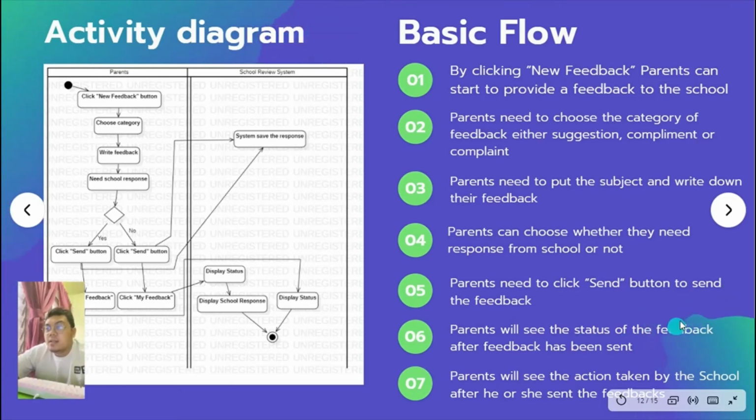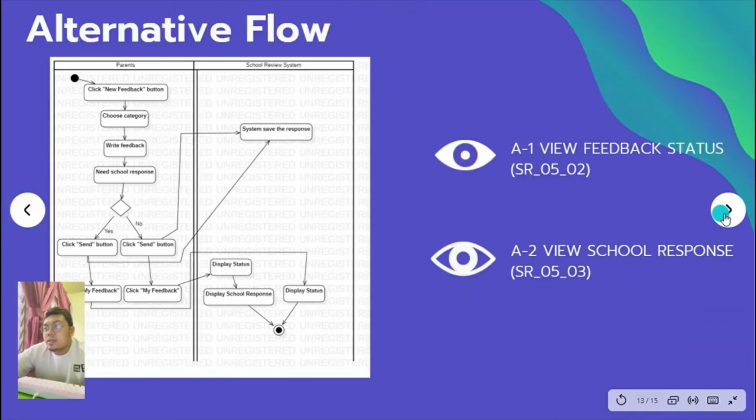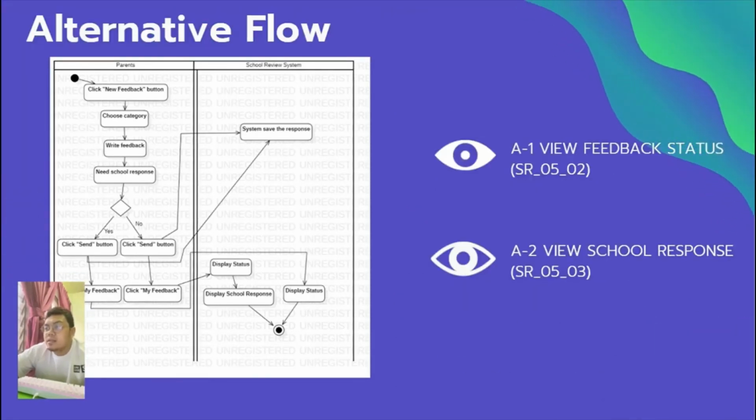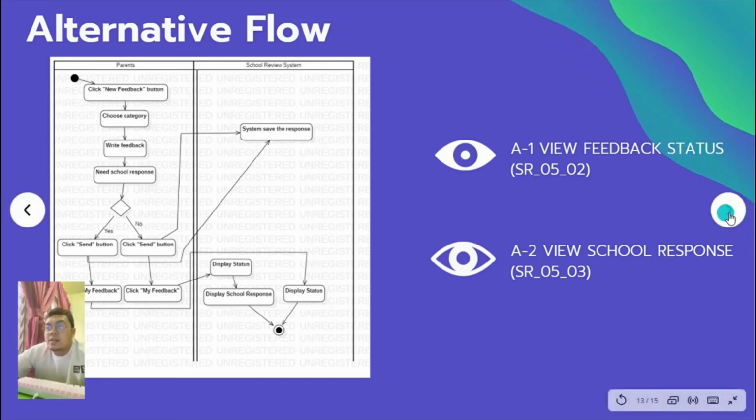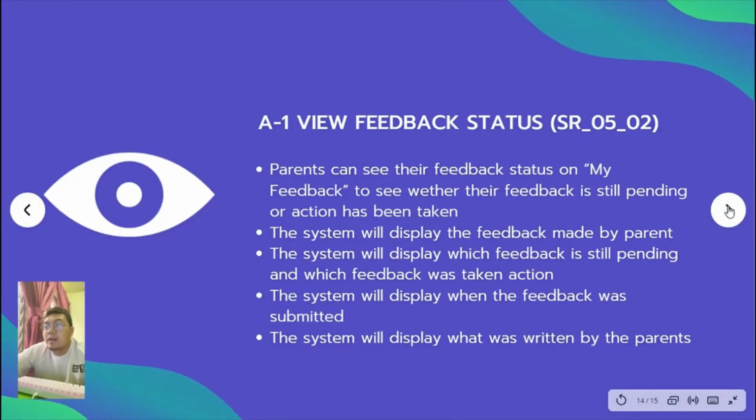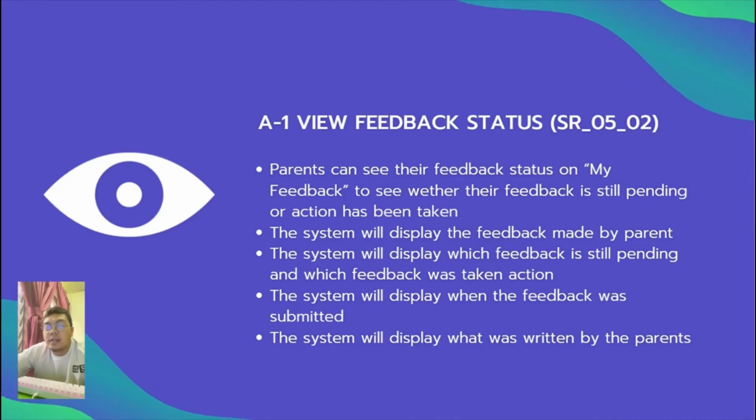Next is the alternative flow. Number one is view feedback status, and then view school response. Alternative 1, view feedback status. The parent can see their feedback status on my feedback to see whether their feedback is still pending or action has been taken. The system will display the feedback made by the parents.